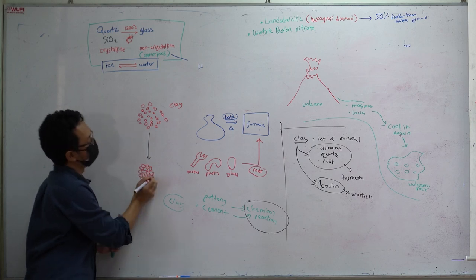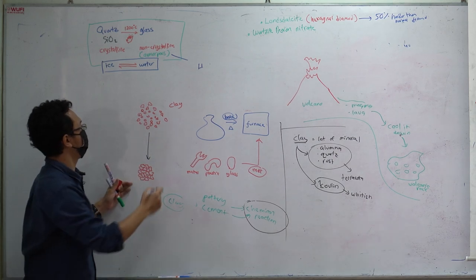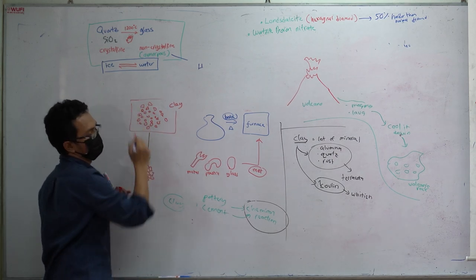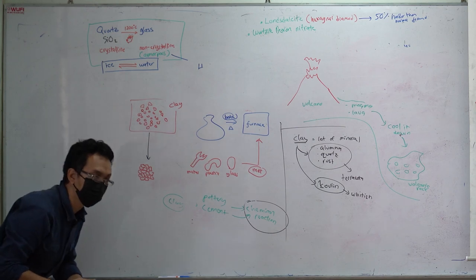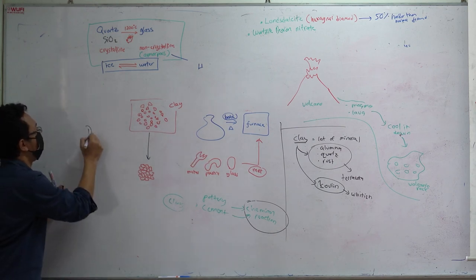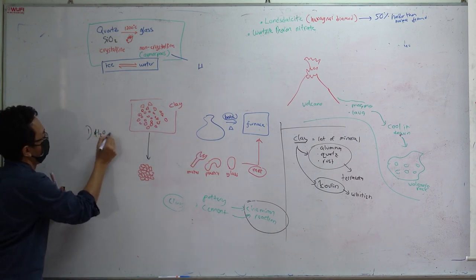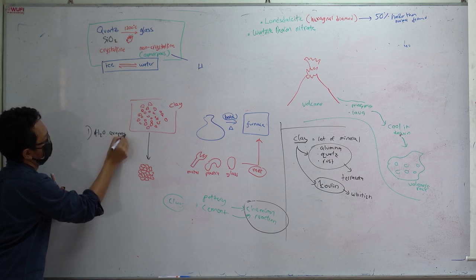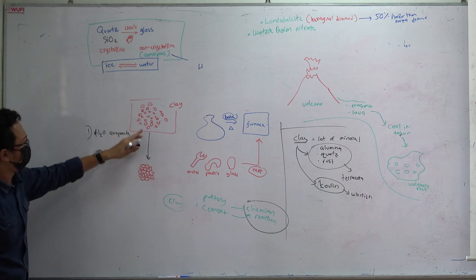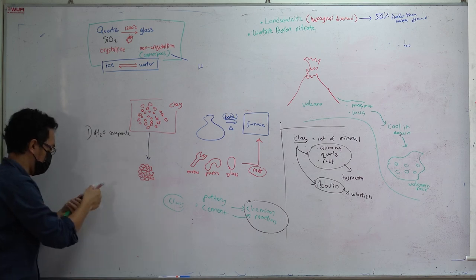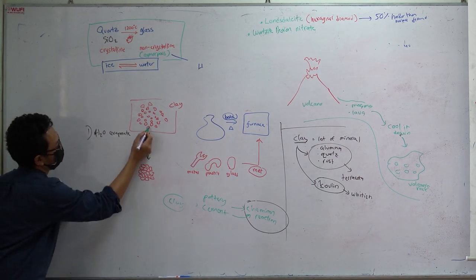Okay. The reason why it aggregates like this is because inside the clay, there is water. So the first thing that happens when you try to bake the clay is that the water evaporates. H2O evaporates. And all these crystals, let's say I take this one crystal.